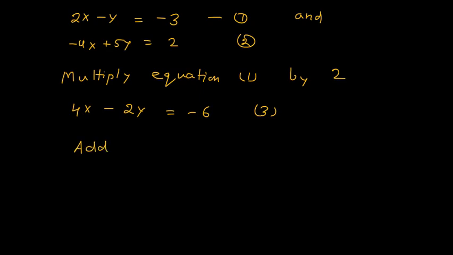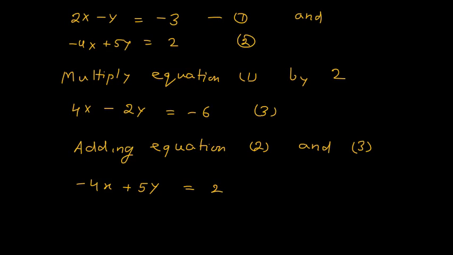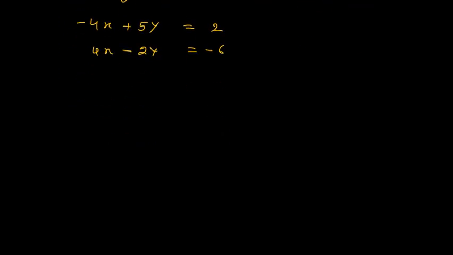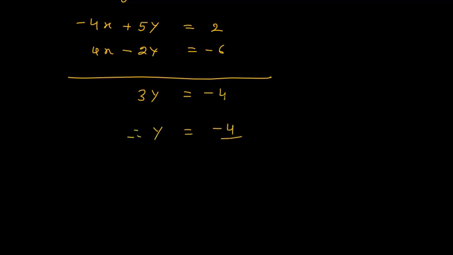Now we add equation 2 and equation 3. So adding equation 2 and 3, here it is minus 4x plus 5y is equals to 2, and equation 3 is 4x minus 2y is equals to minus 6. So let us add these two equations. 4x will cancel, and 5 minus 2 we will get 3. So 3y is equals to, we get minus 4. So therefore y is equals to minus 4 upon 3.